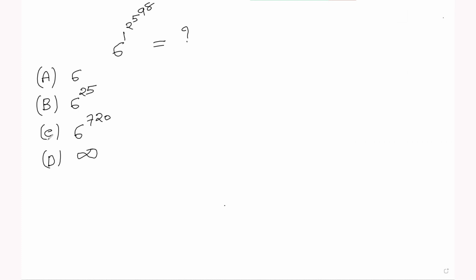At first, we will try to find out what is the value of 2 power 5, power 9, power 8 equal to. We do know 2 power 5 equals 32. So this is 32 power 9 and then power 8.